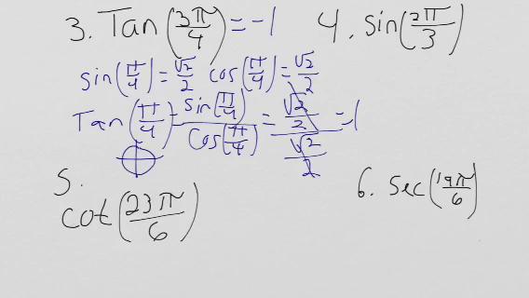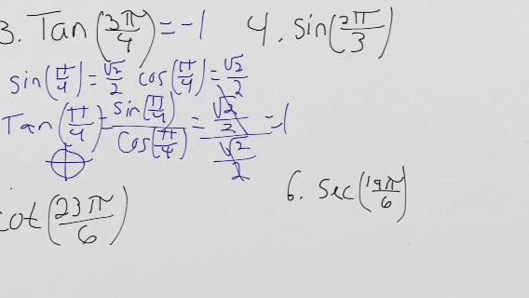Sweet. Let's look at the next one, sine of 2 pi over 3. So again, we're going to be in that second quadrant because 2 pi over 3 is a little bit less than 3 pi over 3. Sine of pi over 3 is square root 3 over 2, but sine is positive in the second quadrant, so this one's also going to be square root 3 over 2.